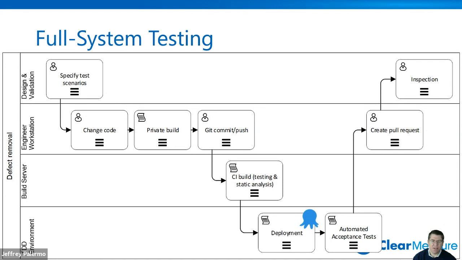And this is the flow on the screen of full system testing. We specified the test scenarios before code is worked on. That's one of the four pre-code design decisions. Then we do the private build on the engineer workstation. We do a git commit.